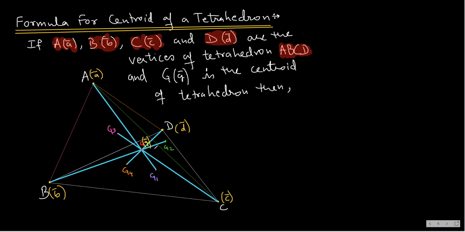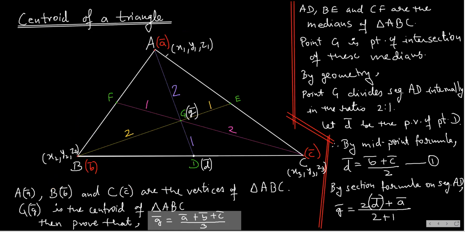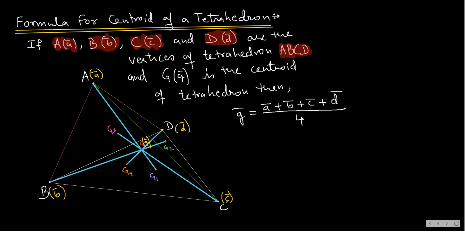Then we can write the formula for the centroid of the tetrahedron: G bar is simply the sum of all the position vectors, A bar plus B bar plus C bar plus D bar, upon 4. Very simple formula. Like in the centroid of a triangle, what did you do? You added all the position vectors and divided by 3. In the centroid of the tetrahedron, you will add all the vertices' position vectors and divide by 4.